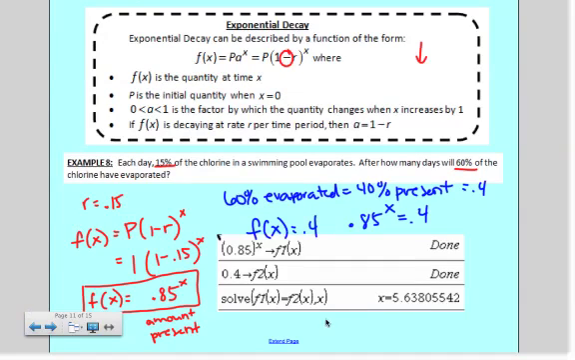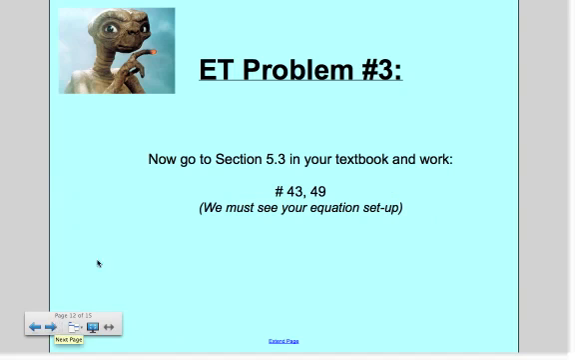And then it gives me 5.638, which is, we're talking about days. And since we're talking about days, decimals are okay. So x is approximately 5.638 days. And that's really kind of interesting, because that means that if you just throw a certain amount of chlorine into the pool, in 5.638 days, it would be evaporated down to only 40%. Keep chlorine in the pool.